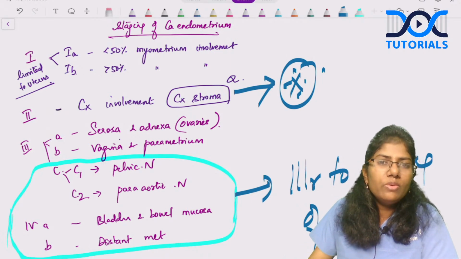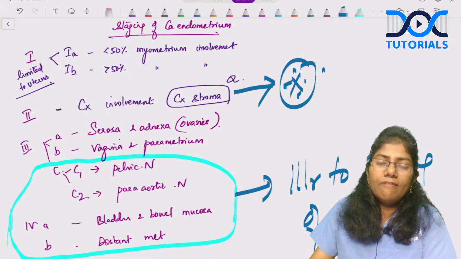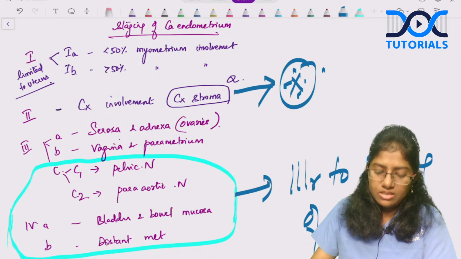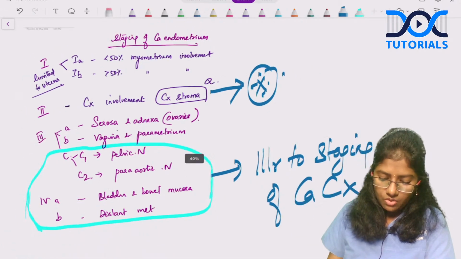These are the two important areas under the staging of endometrial cancer. I hope you will read the staging of ovarian and vulval cancer by yourself, because we are running out of time.